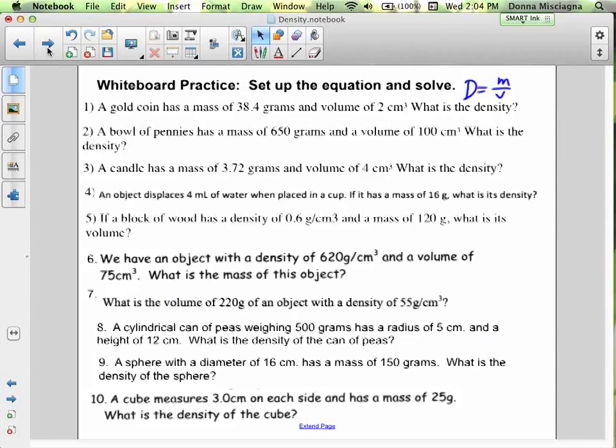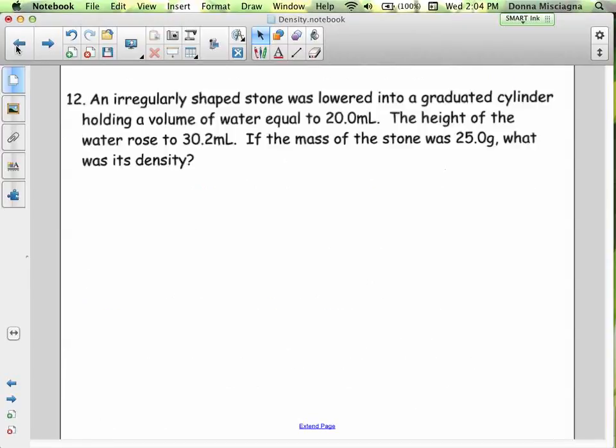I didn't put this problem in your notes, but I'd like it to be in the notes. So let's have you write this in your notes. Can we do the back? Yeah, you could do the back. There's all that space on the back.